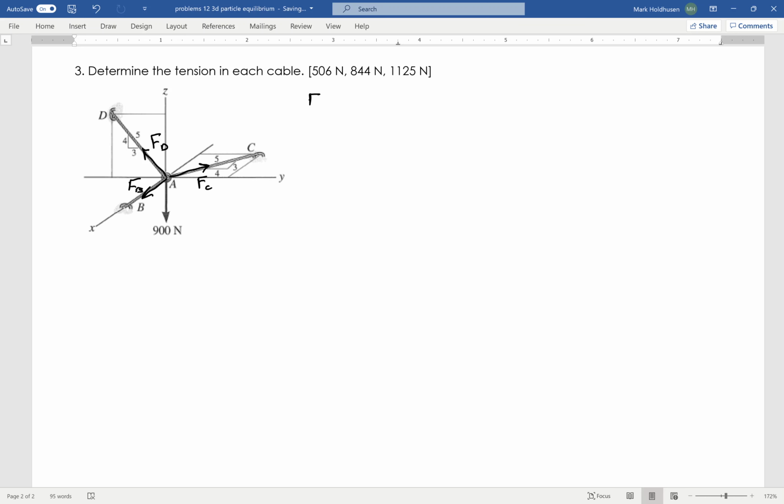form. Okay, FB is very simple. It's all in the x direction, so I just say FB in the I direction. FC is in the XY plane, so 0 will be in the Z direction. I notice a 3, 4, 5 triangle, negative 3/5 in the I and positive 4/5 in the J.